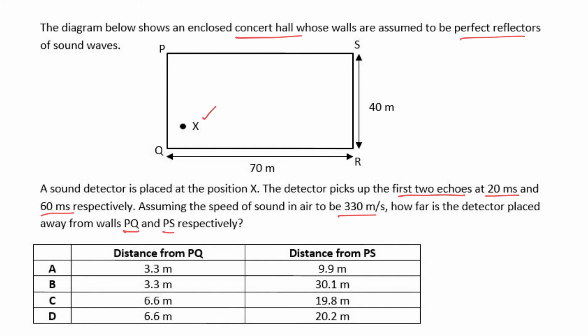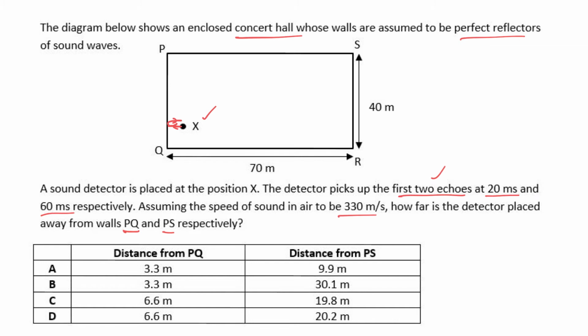So the first thing to do is, as the sound is being produced and it's an enclosed area, you will have a series of echoes from all the four walls. So you have reverberations, but because we are only interested in the first two echoes, you must understand that the first two echoes must be reflected from the walls that are nearest to the sound detector. So that means the first sound must come from this side.